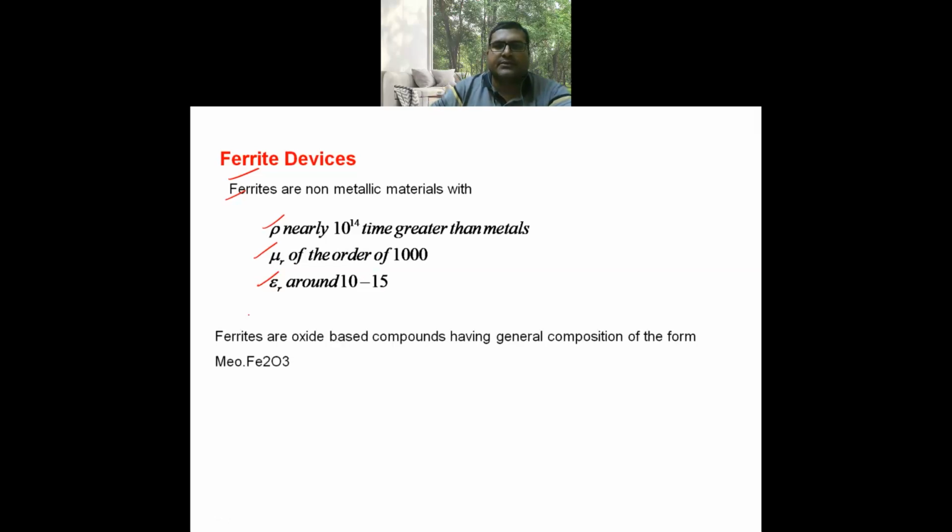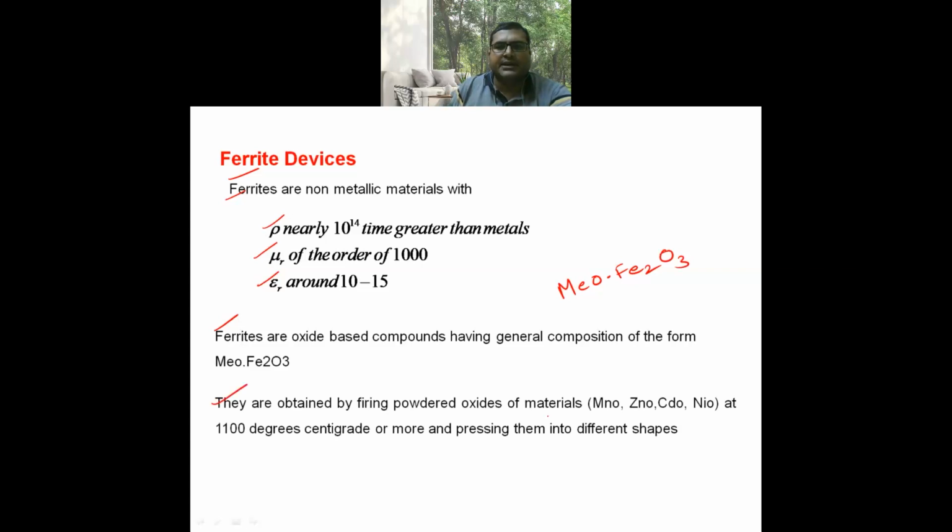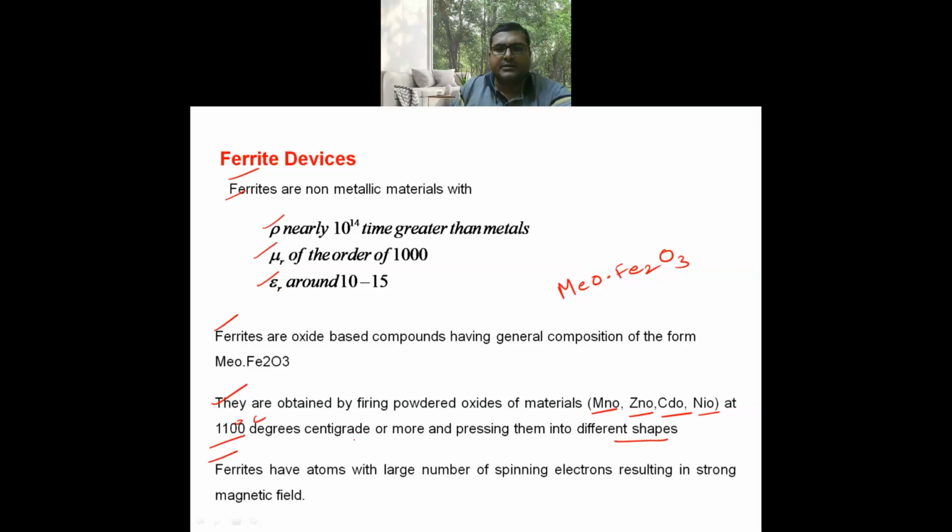Ferrites are oxide-based compounds having the general composition of the form MO Fe2O3. They are obtained by firing powdered oxides of materials like MnO, ZnO, CdO, and NiO at 1100 degrees centigrade or more and pressing them into different shapes. Ferrites have atoms with a large number of spinning electrons, resulting in strong magnetic properties.